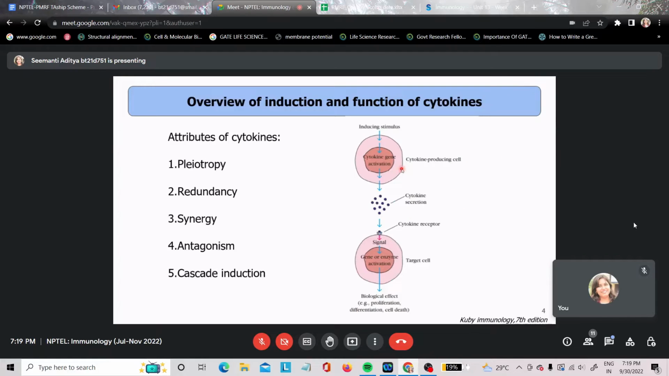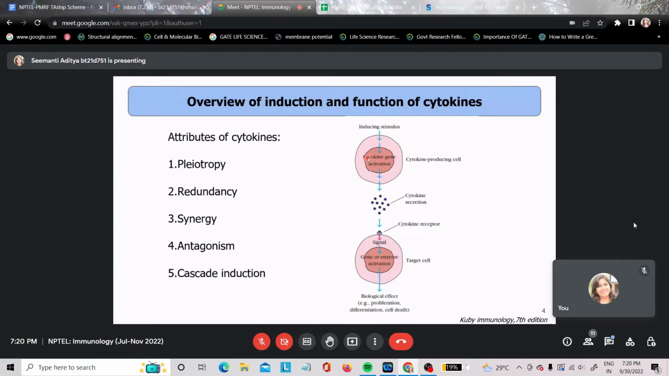So there are certain attributes of cytokines. There are certain terms which are associated with cytokines. Before that, we will look at how cytokines work. So there is a certain inducing stimulus that will act on the cytokine producing cell. What could be the stimulus? The stimulus could be a pathogen entry into the blood, virus entry, or if there is any kind of scratch or any wound in your body, so that could be a stimulus. So that stimulus will act on the cytokine producing cell.